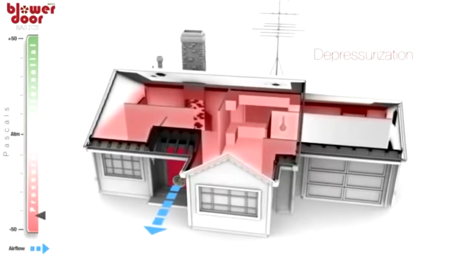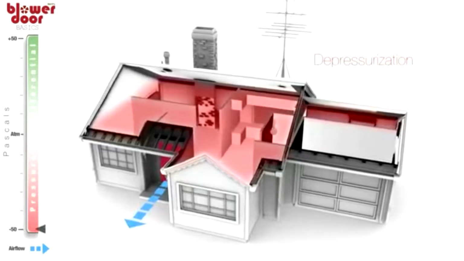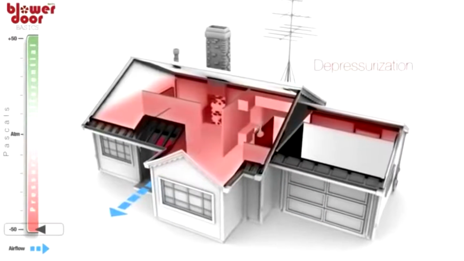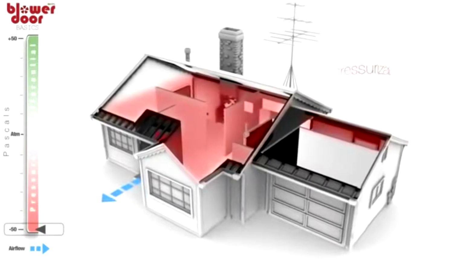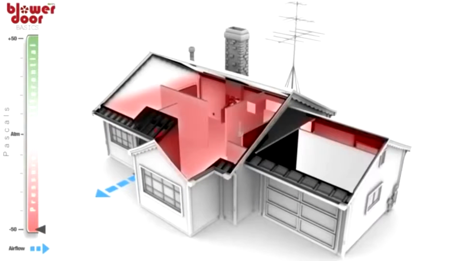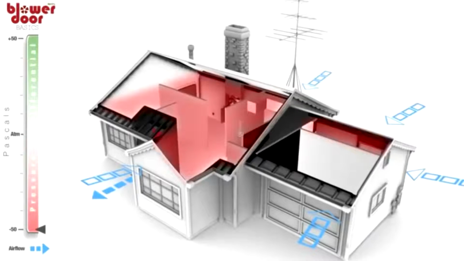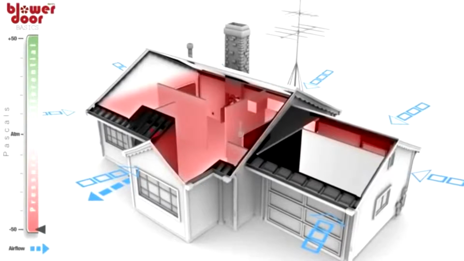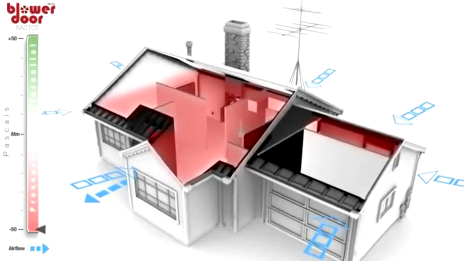In weatherization, we typically use a blower door to depressurize a home by 50 pascals, hence the negative 50 we see on a manometer. At negative 50 pascals, we create an environment that is equivalent to a 20-mile-per-hour wind acting upon the home from all directions.